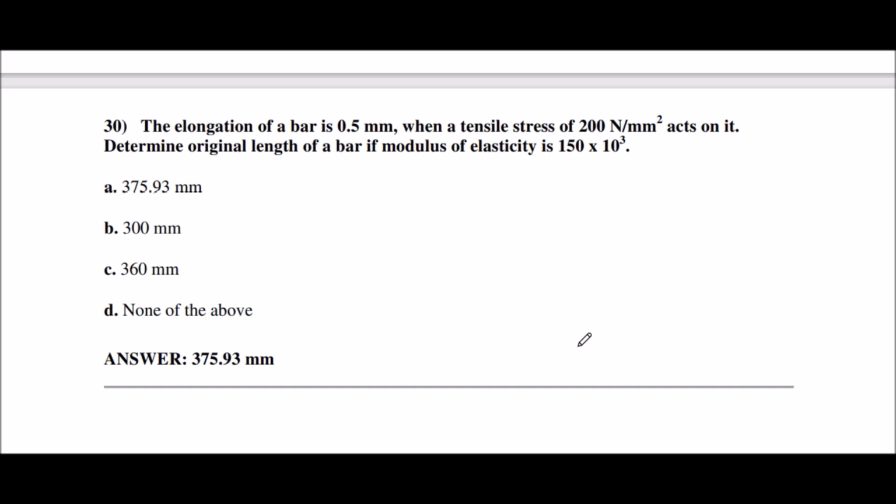And after solving this question you got the answer 375.93 mm. Okay guys, this is a very easy question and this is very important also for your mechanical examination, so kindly focus on it and these types of questions also.